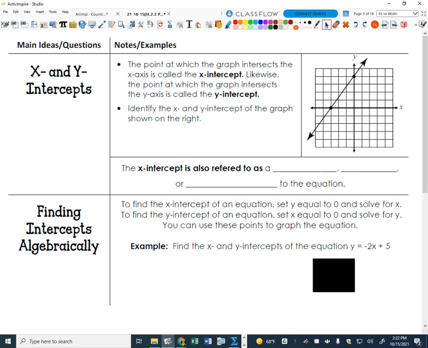Well, let's look at the x-intercept. Okay, what are the coordinates of the x-intercept? What are the coordinates of the x-intercept? Negative 3, 0, okay. What are the coordinates of the y-intercept?